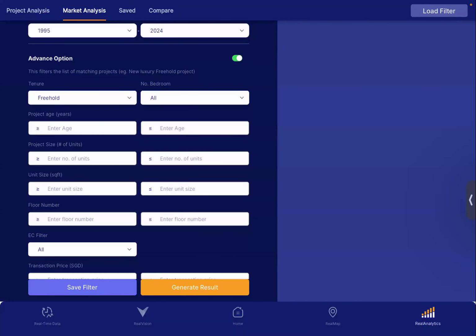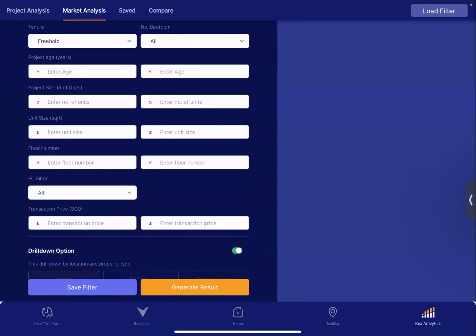Okay, you can even drill in even deeper. I only want to compare freehold, 3-bedroom, 1,200 to 1,500 square feet, up to you. The market in D9 for freehold, 3-bedroom, 1,200 to 1,500 square feet. Up to you. You can go very detailed, but for demonstration purposes, I'll just choose freehold.